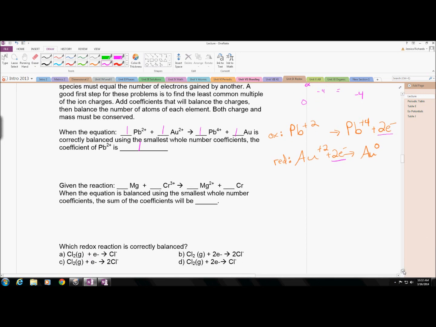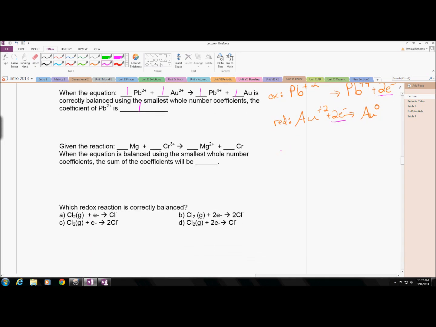We have pure magnesium and chromium plus 3 becoming magnesium plus 2 and pure chromium. So pure magnesium, which is 0, becomes magnesium plus 2. To become plus 2, you lose 2 electrons. Chromium plus 3 becoming pure chromium. To go from plus 3 to 0, you need to gain 3 electrons. Oxidation is loss, so the magnesium is being oxidized. Reduction is gain, so the chromium plus 3 is being reduced.